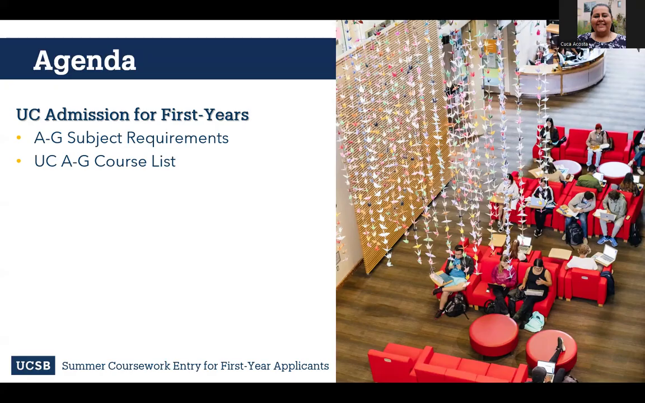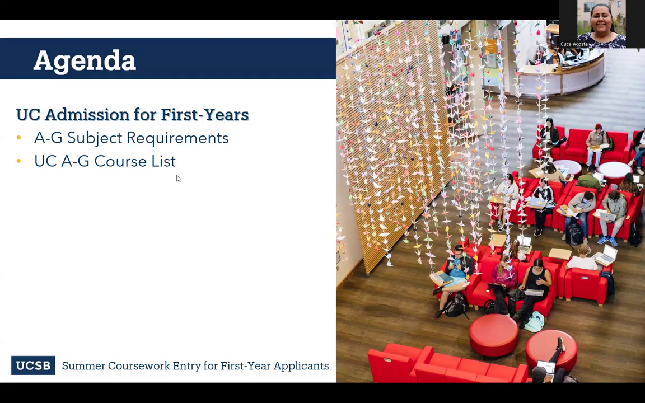So getting into today's agenda, we are going to be looking at the UC admission requirements specifically for our first year students that we're advising. Really just making sure everyone's on the same page in terms of the A through G subject requirements, and also taking a look at navigating through the UC A through G course list. So for any of my California counselors out there, you will have a better understanding, if you don't already, on how to navigate that UC A through G course list.